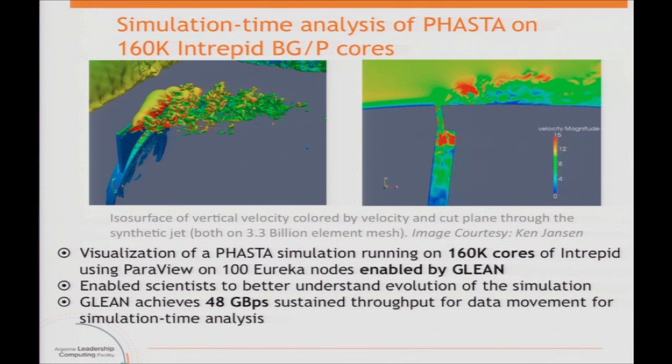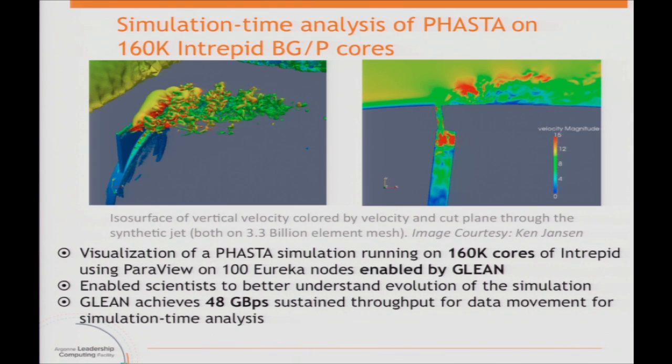We worked together with ParaView, taking data from PASTA using a framework that we've designed called Glean, and trying to couple ParaView running on Eureka, as you saw in the earlier case, with PASTA running on the compute nodes. We were able to achieve close to a sustained data movement of 48 gigabytes per second. On Intrepid, the storage system can sustain around 10 to 15 in production, given that the storage system is around 90% of its capacity. So you could easily get around a 4x improvement in the I/O capabilities there.